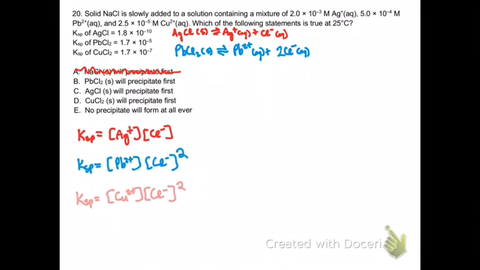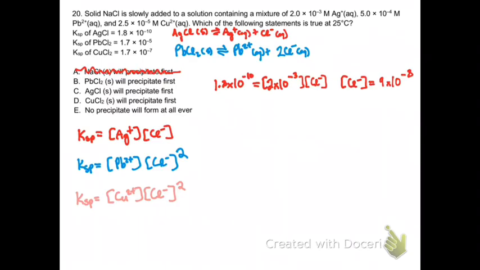Okay, and let's start with the silver chloride one. So our KSP is 1.8 times 10 to the negative 10th. So that's going to be equal to, we're told that the silver concentration is equal to 2 times 10 to the negative third. And we're trying to find how much chloride it'll take. So dividing both sides by 2 times 10 to the negative third, we'll get 9 times 10 to the negative eighth. So that is the concentration of chloride we would need to reach saturation.